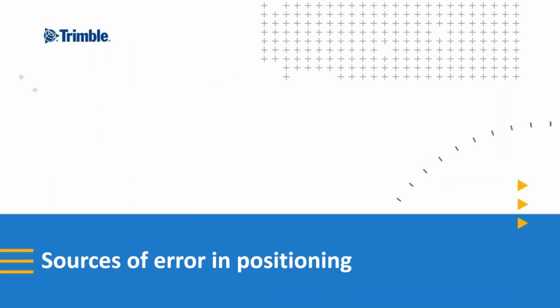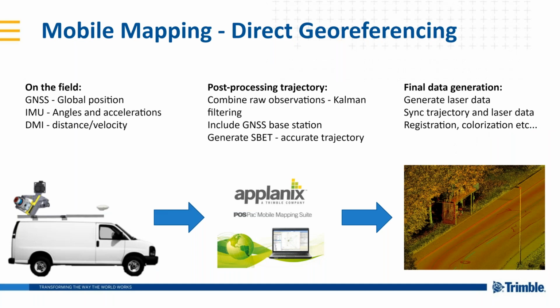All right, let's go to the sources of error in positioning. As I said, I will not go into the very basics of mobile mapping, but just to give a quick understanding of the technique we use to get the data location, orientation, and accuracy, I have this slide here. We have something called direct georeferencing. It means that the data will get a position and orientation on the fly.